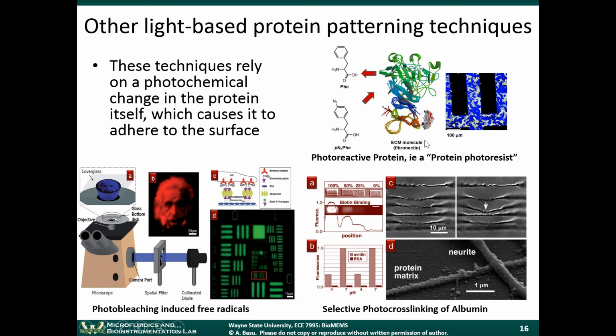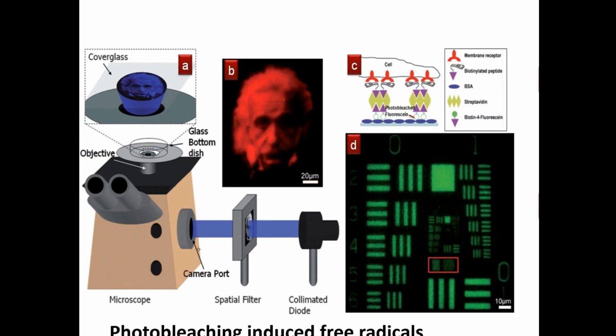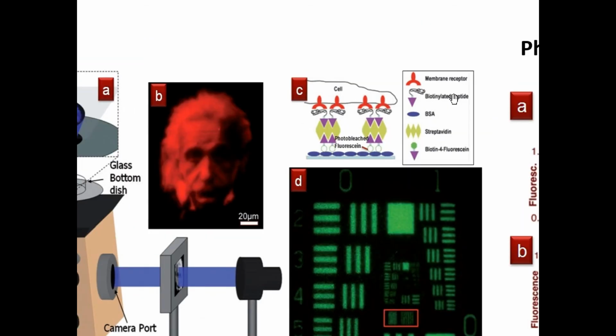Another approach is what's called photobleaching of fluorophore. So this is mainly a chemistry technique, but there's also some light patterning involved. So I think let's first look at the chemistry of how this works.